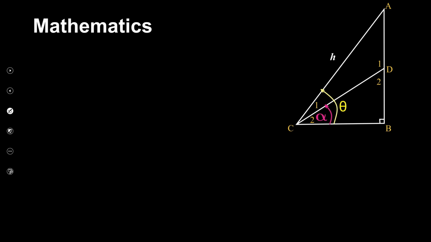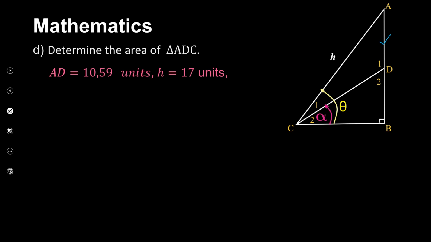Okay, the last question is determine the area of ADC. So now we want to find the area of ADC. Remember, we've just found AD now, okay? So how are we going to find the area of ADC? We know that AD is 10,59 units, and we know that h is 17 units because they gave us earlier, right? In the C part of the question, they gave us the value for h. And this one here is 10,59.